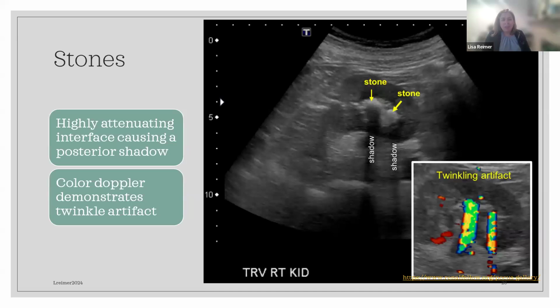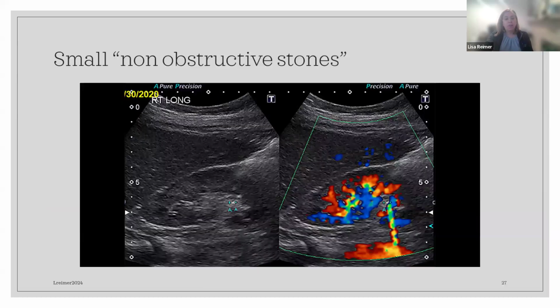So if we are looking at that renal sinus that's already very dense and we're trying to figure out, could there be a little tiny stone in there? You would use this color Doppler technique to determine that. And I'm going to show you an example.